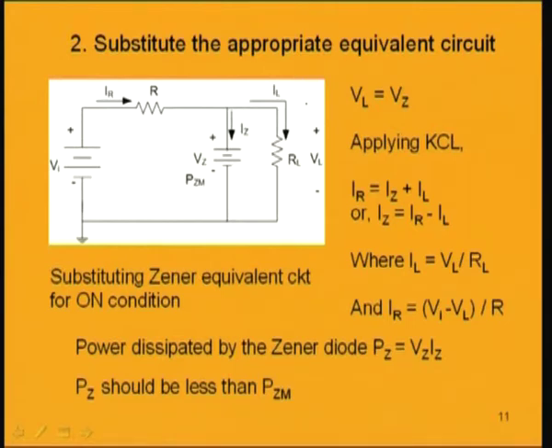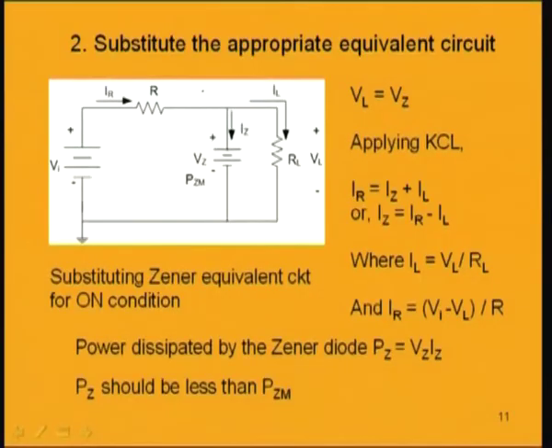What is the voltage across this R L? That is V L, load voltage. This voltage at these 2 points is nothing but this voltage V Z. So, V L is equal to V Z. Now, at this point we can apply the Kirchhoff's current law. So, the algebraic summation of the currents at this node equal to 0, that is Kirchhoff's current law.